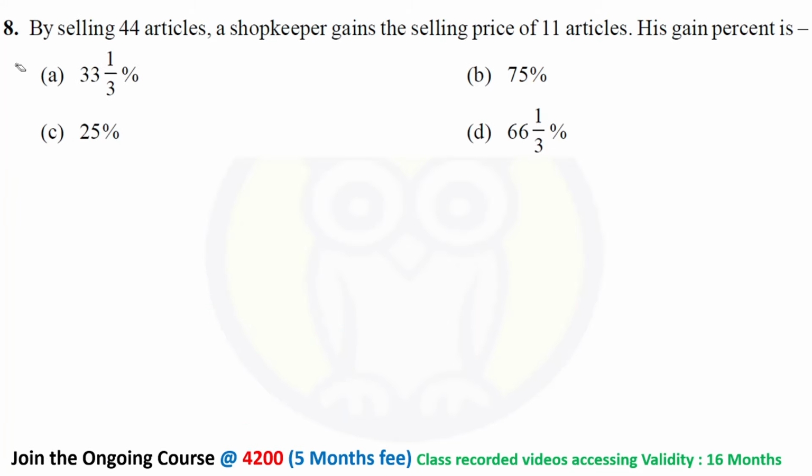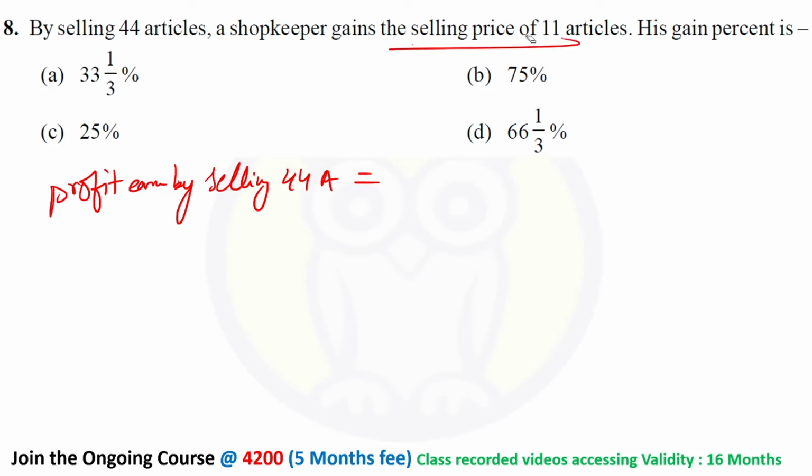Question number 8, by selling 44 articles a shopkeeper gains the selling price of 11 articles. What is his gain percent? Profit earned, by selling 44 articles, is the selling price of 11 articles.